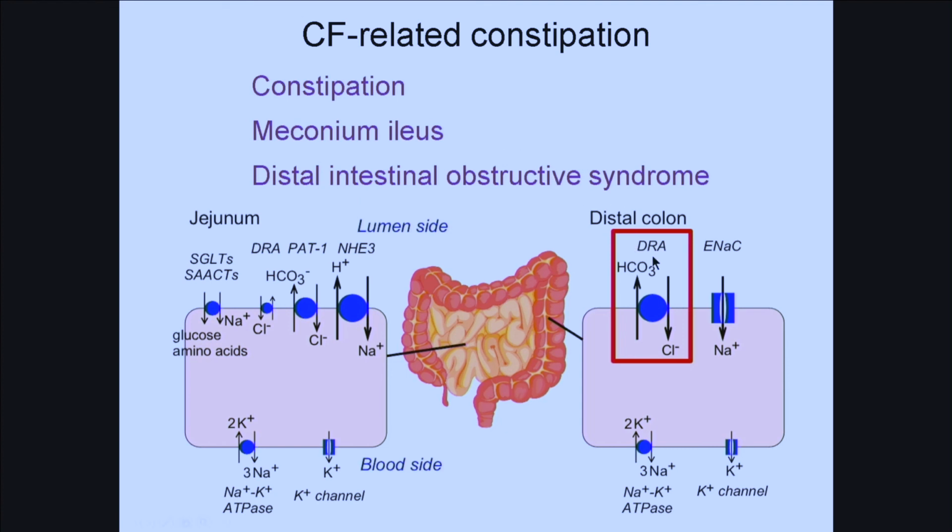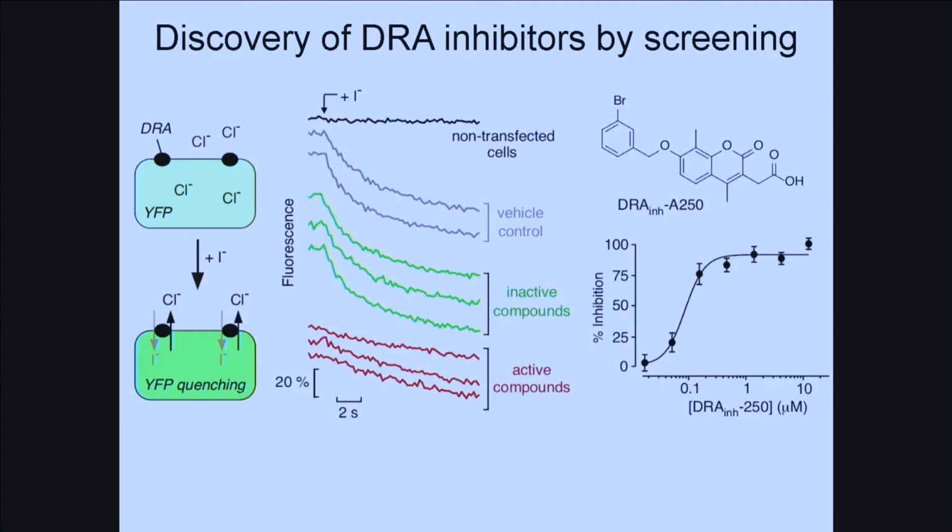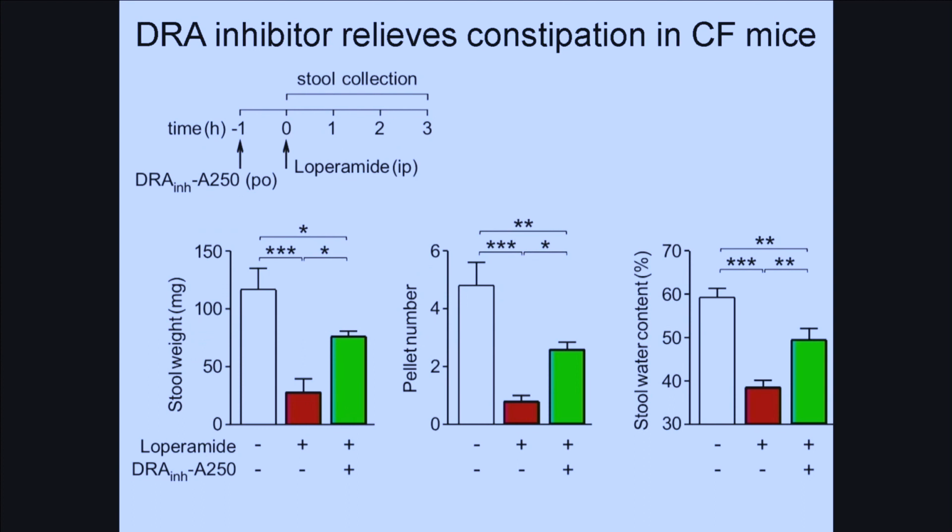So we use something called DRA. It's a chloride-bicarbonate exchanger in the colon, which normally absorbs fluid from the colon. And the rationale is that by inhibiting the fluid absorption, we could treat constipation. So to make a long story short, we developed and carried out a high-throughput screen, did medicinal chemistry, optimized a compound, found it had low nanomolar potency for inhibition of DRA-mediated chloride-bicarbonate exchange, and showed that it worked in a CF mouse model of constipation, shown by the green bars.